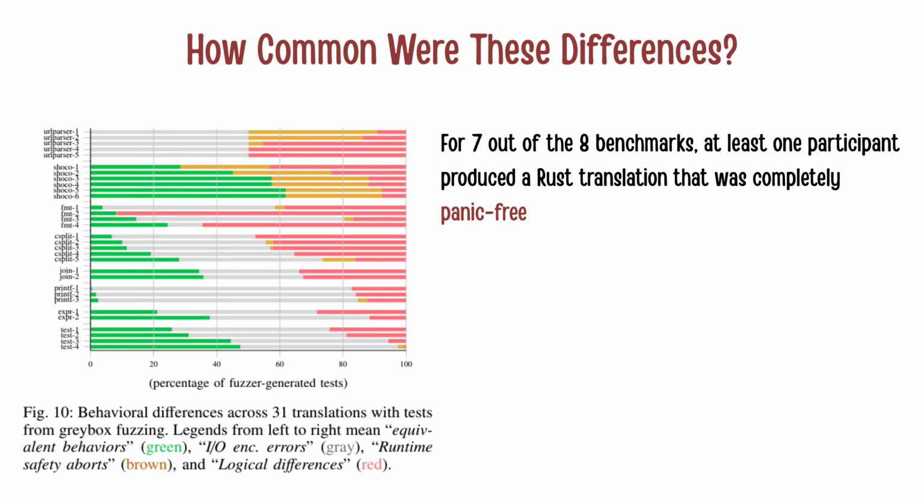The researchers also found an interesting difference in how participants handled safety violations. For 7 out of the 8 benchmarks, at least one participant produced a Rust translation that was completely panic-free. The URL parser benchmark provides a good example. 2 of its Rust translations avoided runtime safety aborts entirely. Other participants, however, allowed some operations to panic.